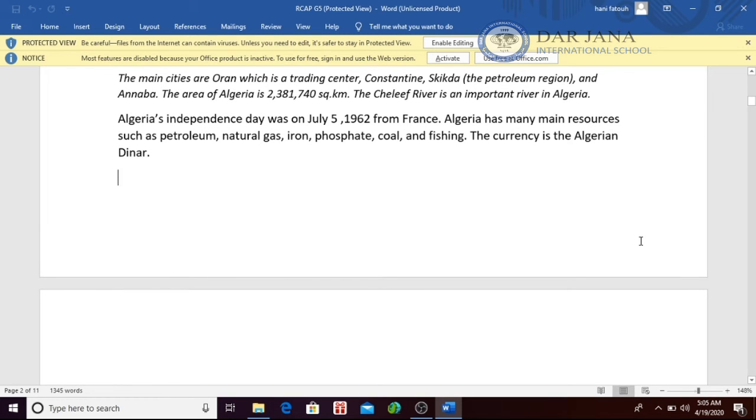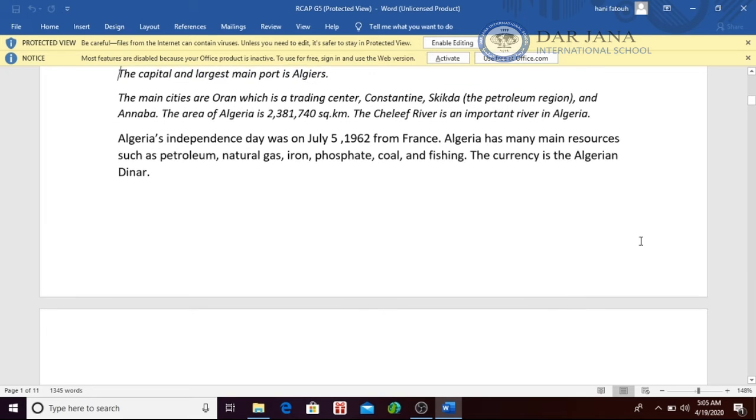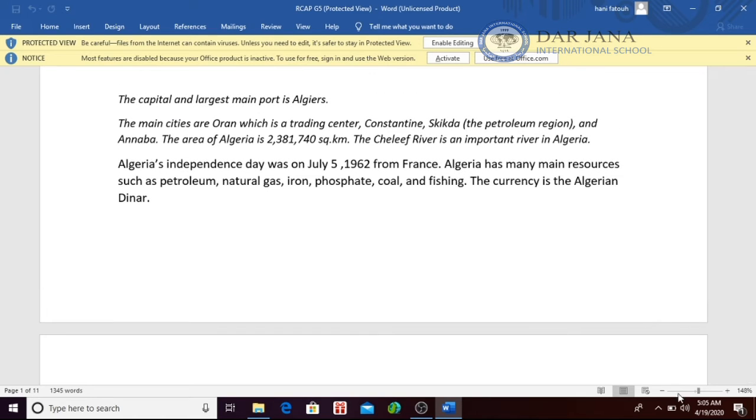So, first of all, let's highlight some very important ideas. The capital is Algeria, which is not confusing to know because it's similar to the name of the country itself. The main city is Oran, which is a trading center. When I say trading center, it means a place of trade because it's close to the sea. So it's for the importation and exportation of goods, and this is what I mean by trading.